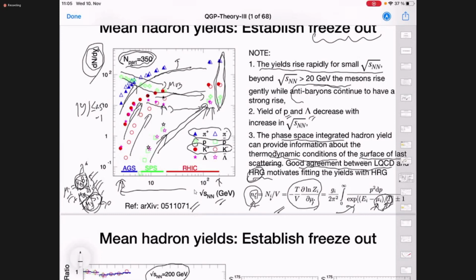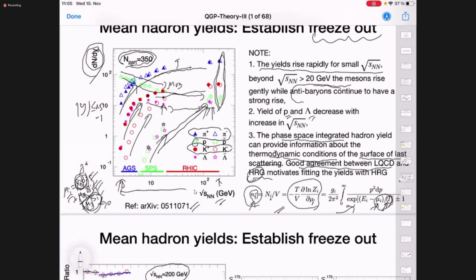Sandeep, can I ask? Yes, sir. Hello. Yeah, Sandeep. Yes, yes, sir. I can hear. If I understand correctly, the yields of K plus and K minus are significantly different at lower energy, right? Not at higher energy. Yes, yes, sir. Sure.